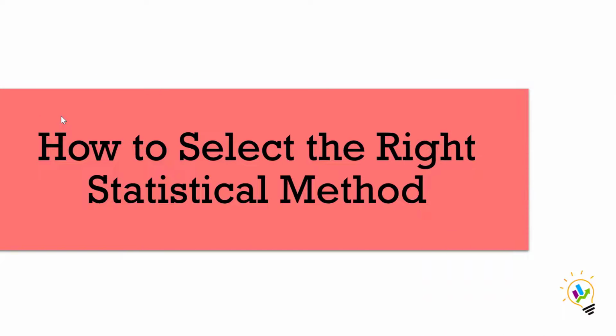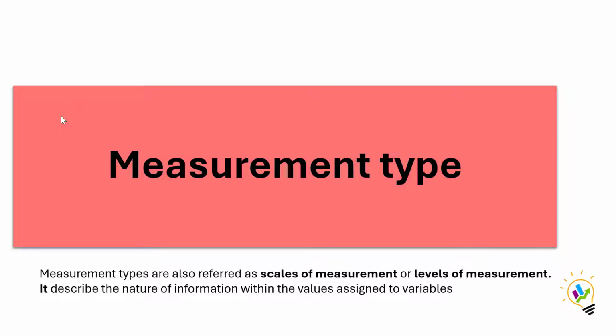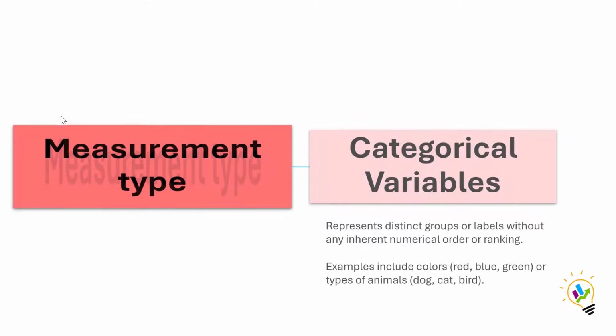In this video, we'll discuss how to select the right statistical method. Now we are going to discuss selecting the statistical method based on the measurement types. Measurement types, also called scale of measurement or level of measurement, describe the nature of information within the values assigned to the variables.